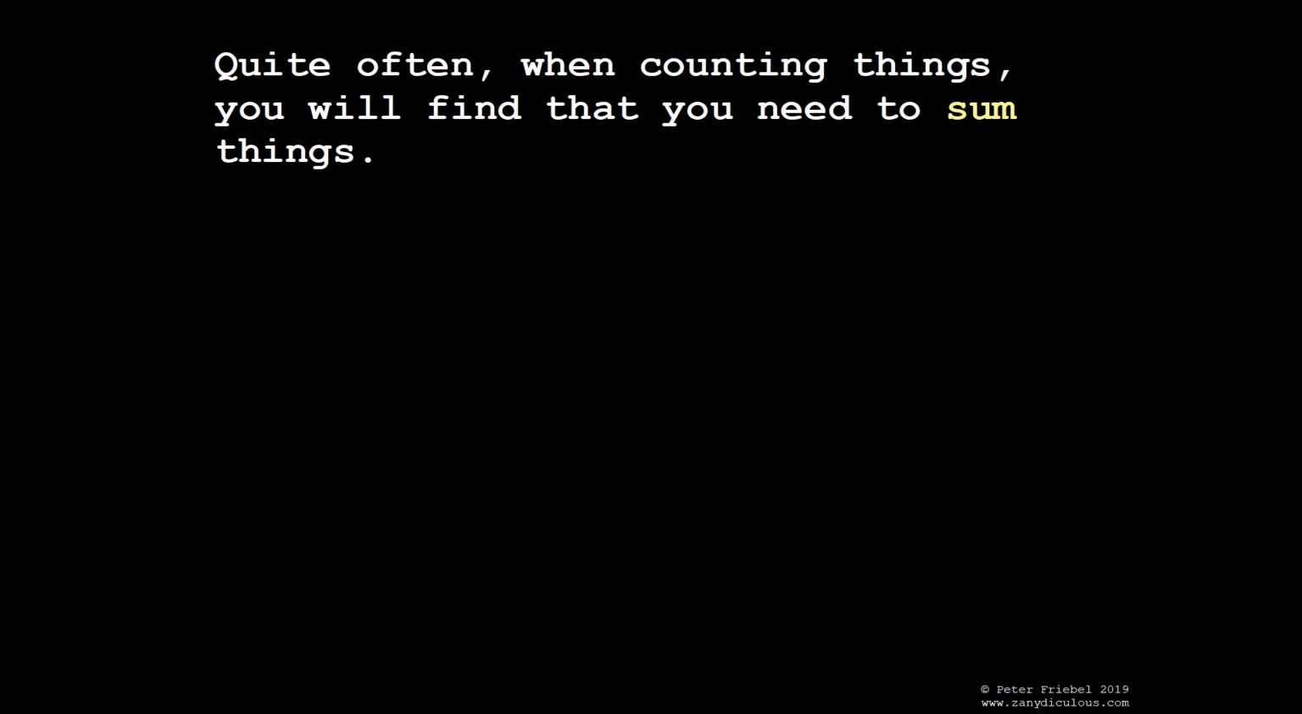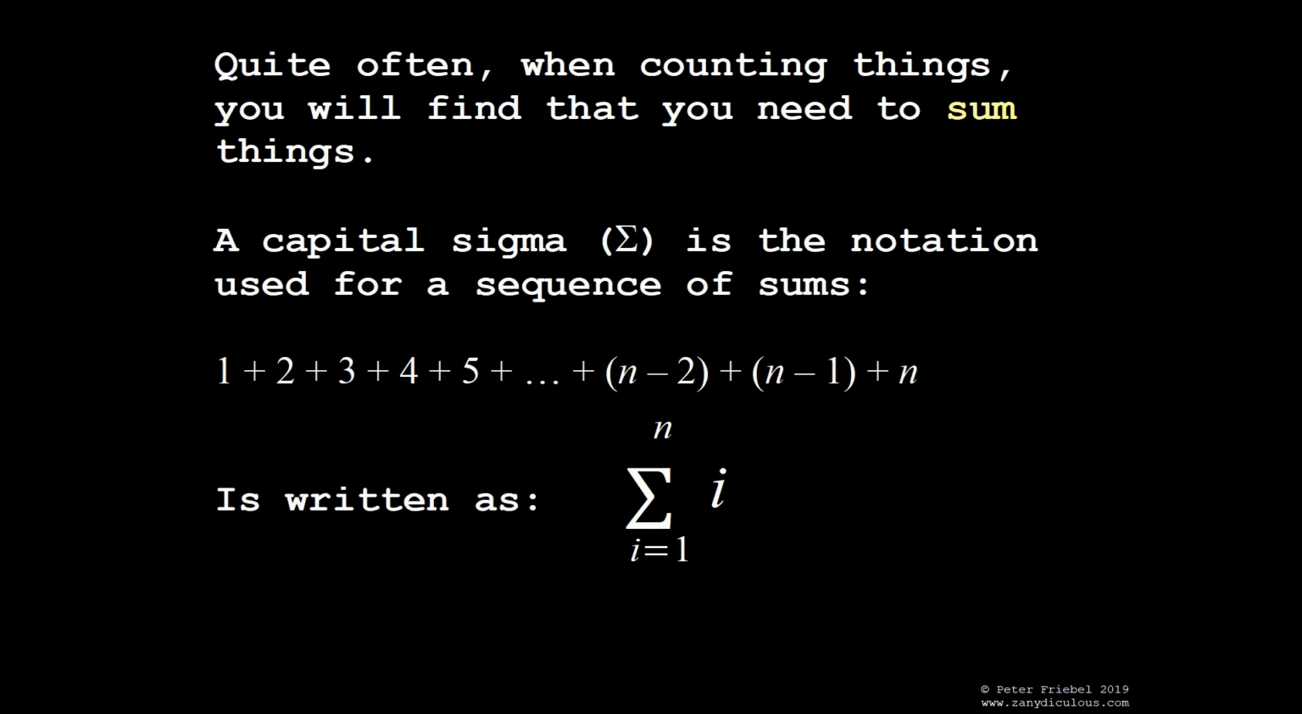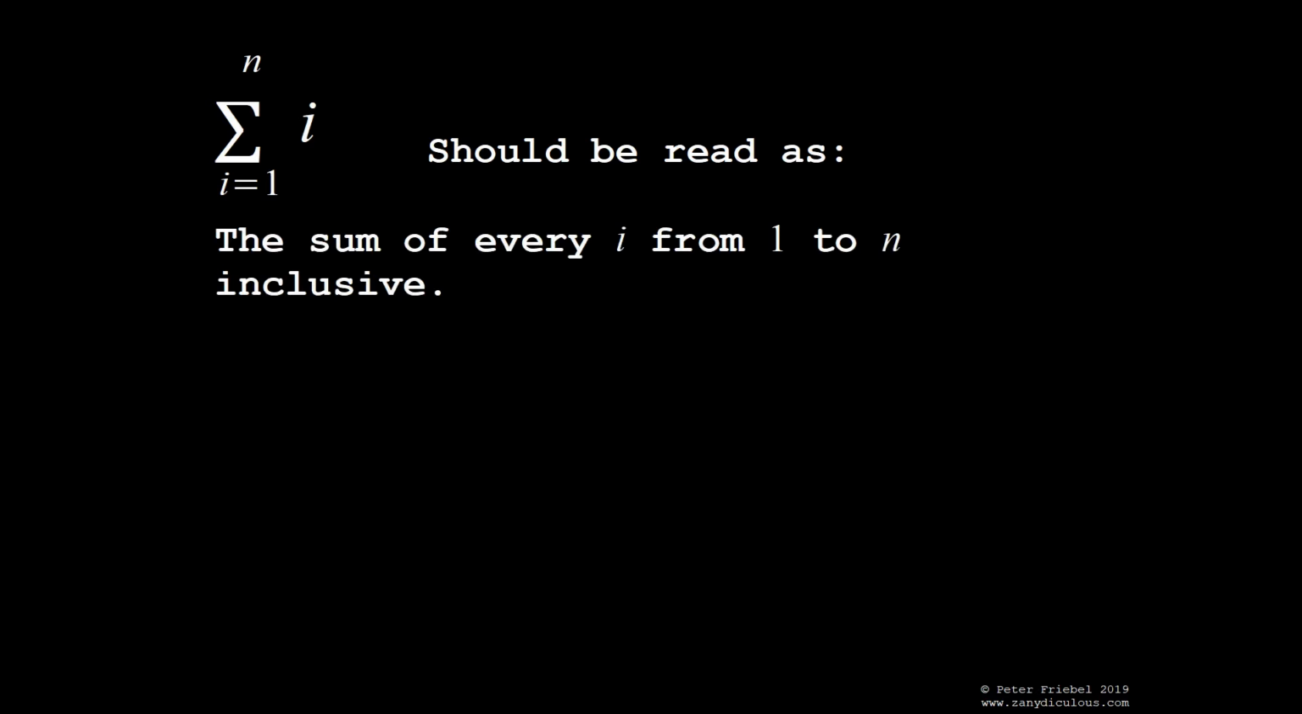Now, quite often when counting things, you will find that you need to sum things. A capital sigma is the notation used for a sequence of sums. So this sum from 1 to n can be written as follows. You can read this in this way: the sum of every i from 1 to n inclusive.